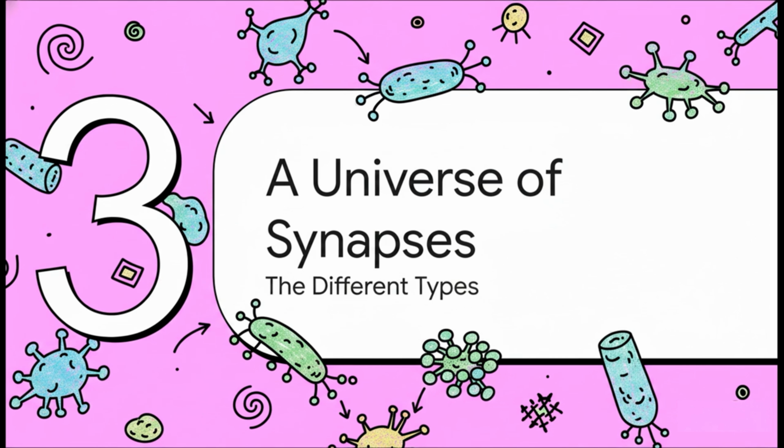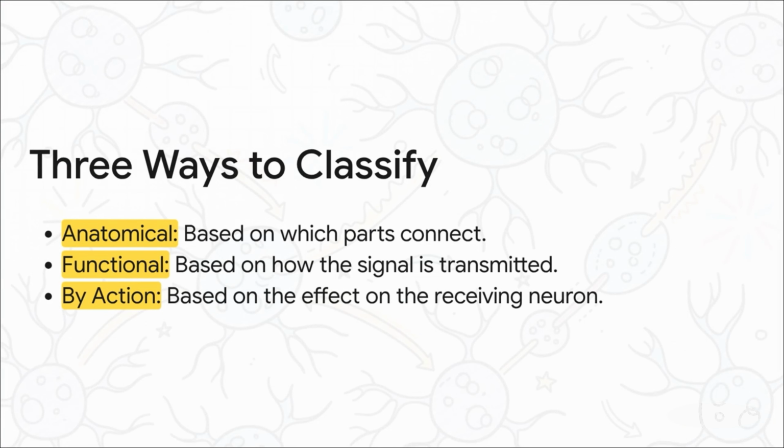Okay, but here's the thing. Not all of those trillions of synapses are identical. In fact, they're incredibly diverse. So to make sense of it all, neuroscientists have come up with a few handy ways to classify them. We can sort them into three main buckets. First, we can look at their anatomy. Basically, what part of neuron A is connecting to what part of neuron B. Second, we can classify them by function, how they're sending the signal. And third, we can group them by their action. What's the end result? Are they telling the next neuron to go or to stop?